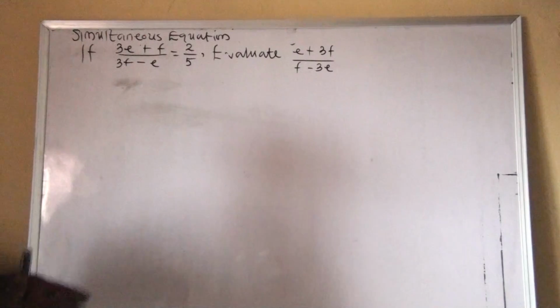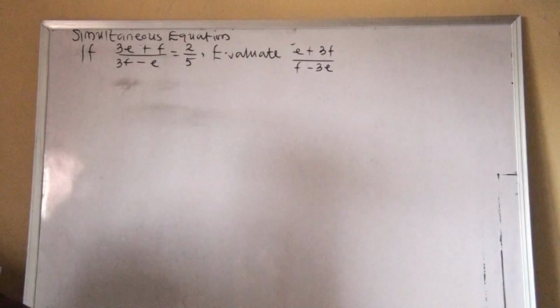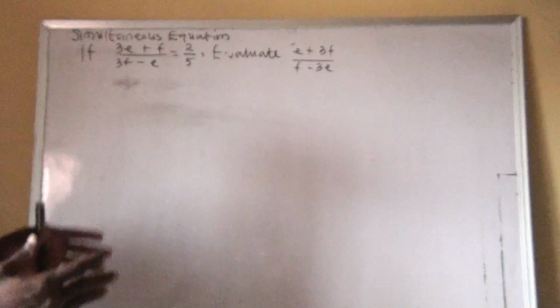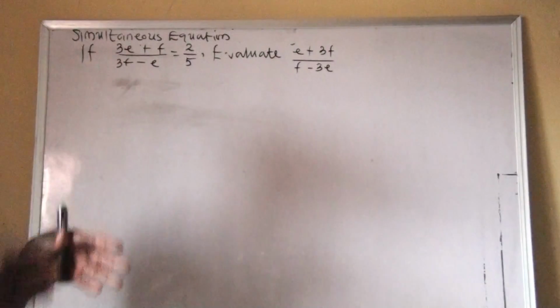Okay. Now the question before us is (3e + f) / (3f - e) = 2/5. Evaluate (e + 3f) / (f - 3e).